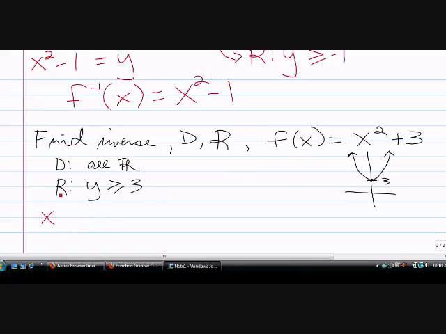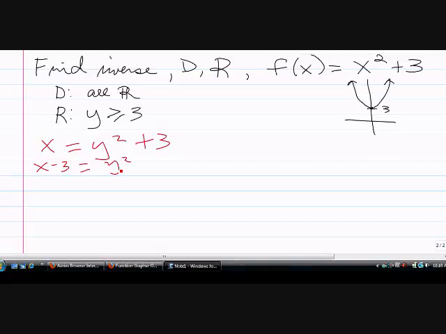Okay. So my inverse, I'll go x equals y squared plus 3. Solve for y, so that's x minus 3 equals y squared. Square root both sides of the equation, so I get plus and minus square root of x minus 3 equals y.